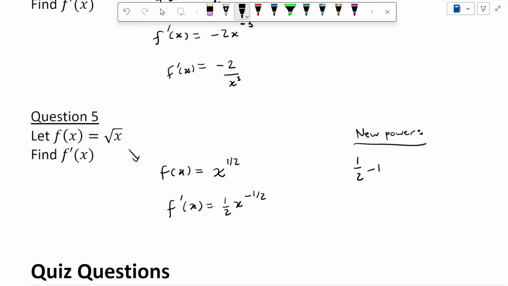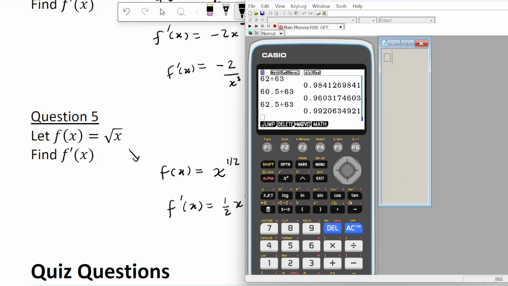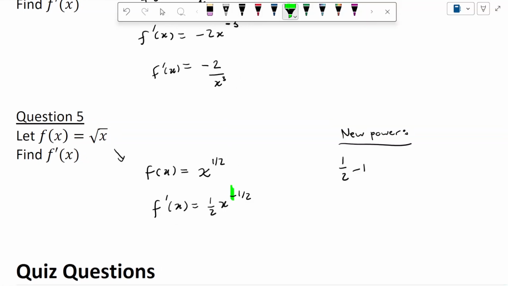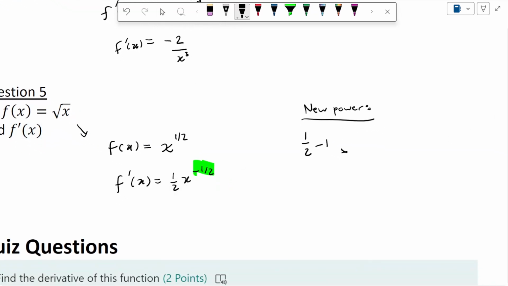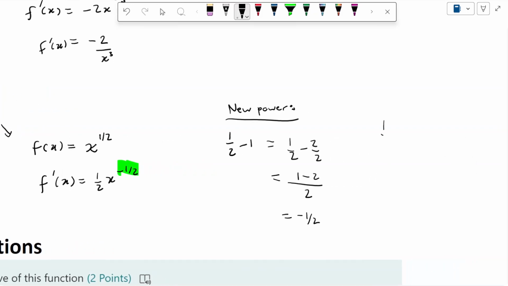There's a couple of ways you can think about this. First of all, you can just do it on your calculator if you're really not comfortable with fractions. So a half take 1 is minus a half. So that's how I got the new power there. One way that you can think about it, probably the more formal way, is a half take 1 is a half take 2 halves. So that is 1 take 2 over 2. That's minus a half. You might want to think of it as a half take 1 is 0.5 take 1. And if you like decimal numbers, you get minus 0.5.